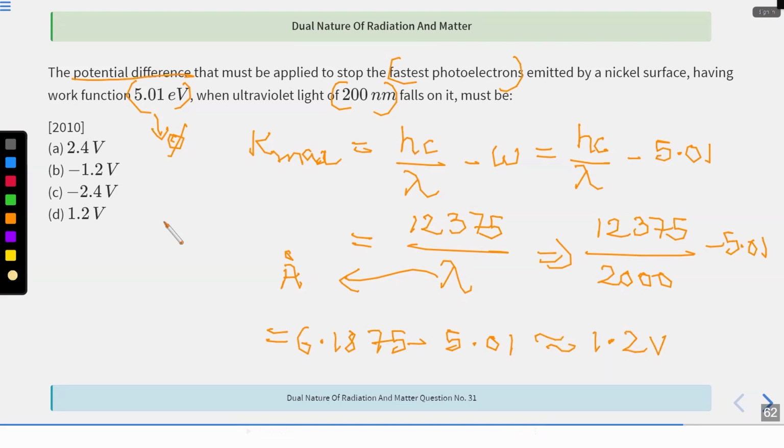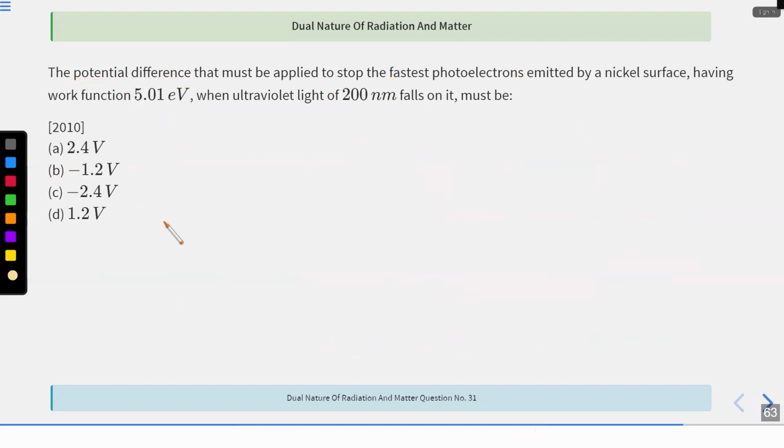So the potential difference that must be applied to stop the photoelectrons will be minus 1.2 voltage. And why is this minus? There are two options, one which has minus and one which doesn't. We choose the minus one because the potential difference must act so that it can stop the electrons. For that, you apply the potential difference in the opposite direction, and therefore you have to make it negative. So with this, we got option B to be the right answer.